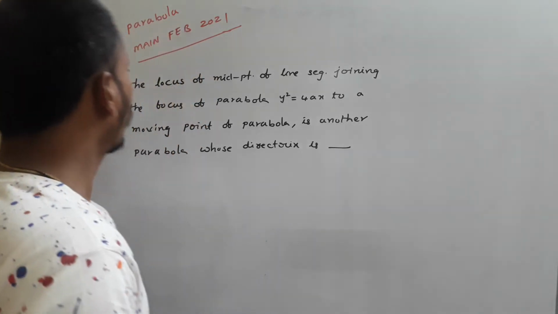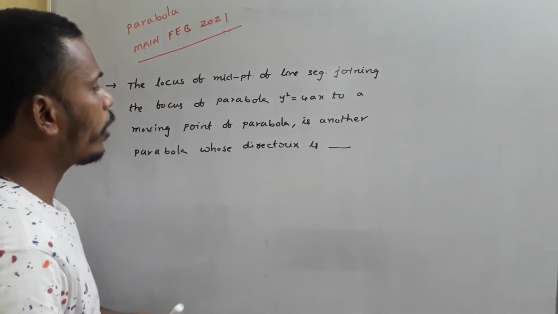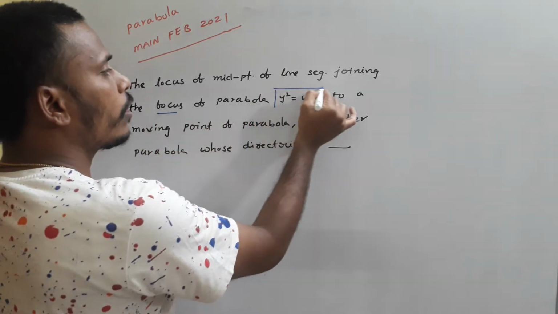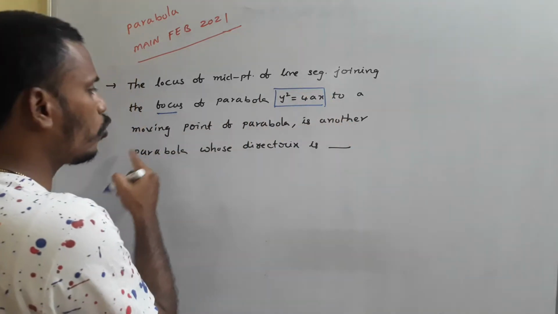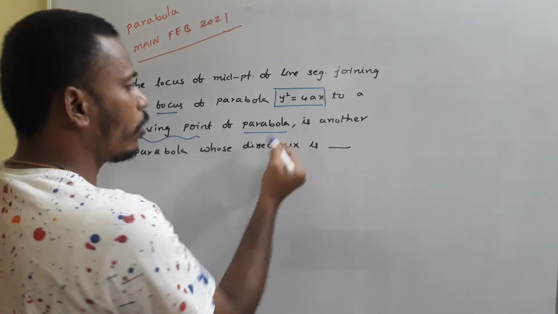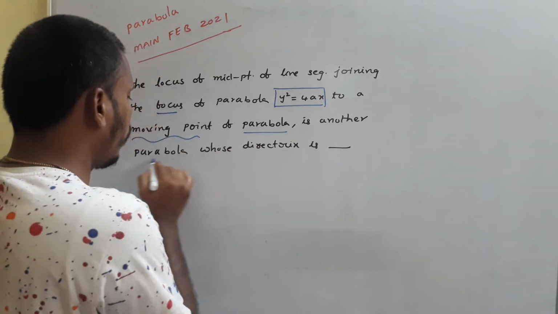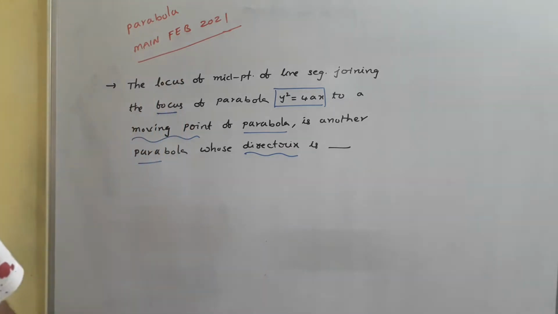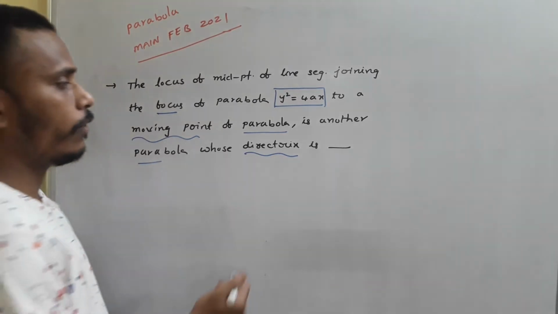2021 Mains question. The locus of the midpoint of the line segment joining the focus of the parabola y square equals 4ax to a moving point of the parabola is another parabola whose directrix we need to find. This problem was asked on 24th February 2021.